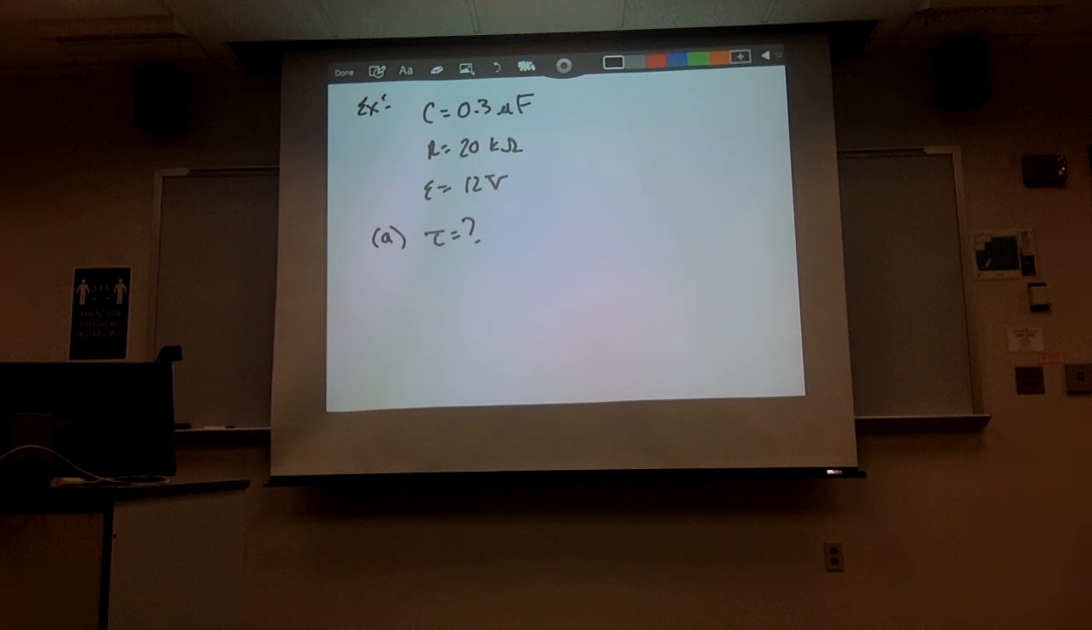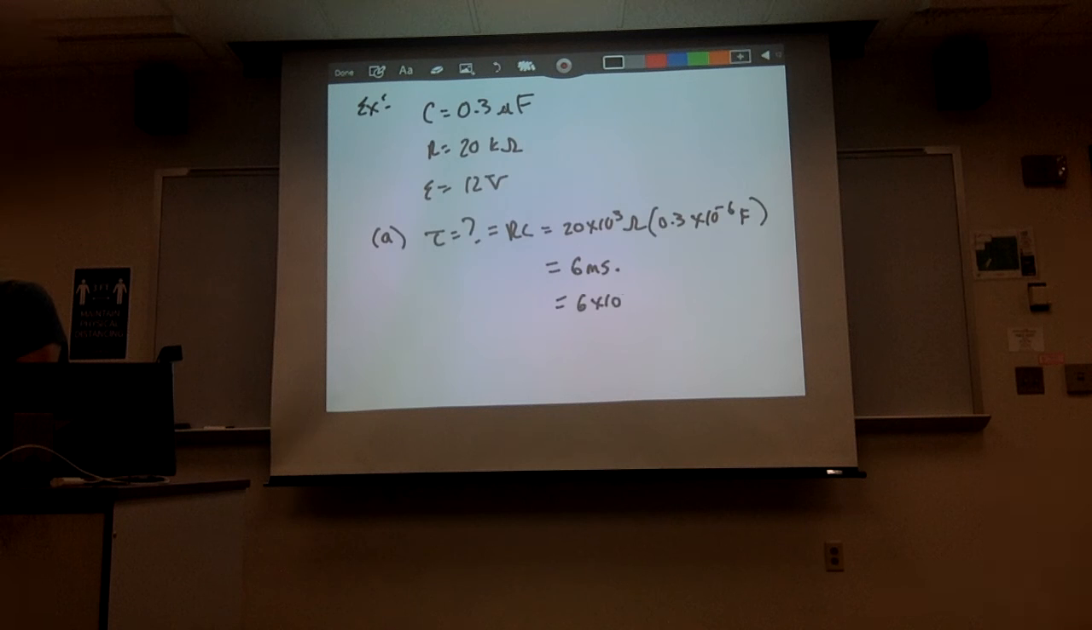So we now know the time constant is simply equal to R times C. So we know this is going to be the resistance times the capacitance. So this is going to be 20 kilo ohms. So it's 20 times 10 to the third ohms times then 0.3 times 10 to the minus 6 farads. So this works out to be about 6 milliseconds. So 6 times 10 to the minus 3 seconds. Put it that way. So this is my time constant.